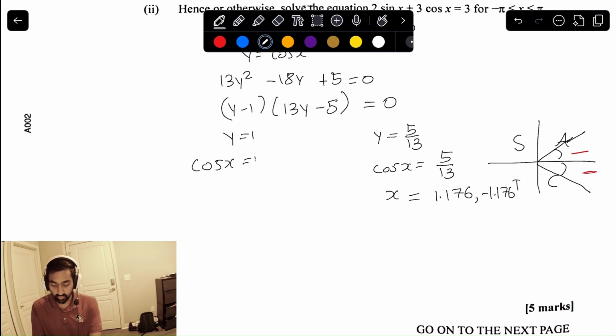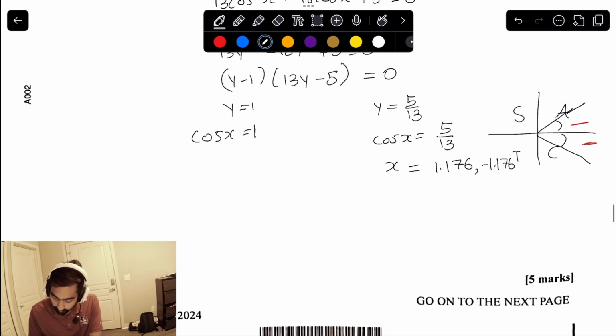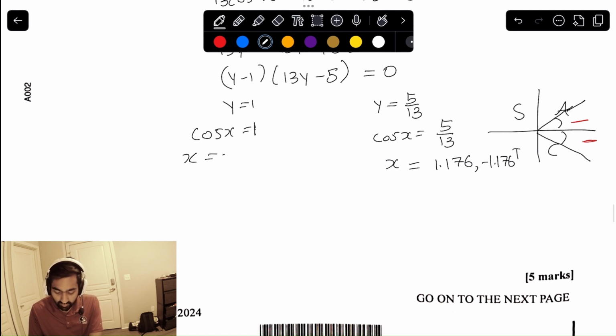So those are two solutions corresponding to that value of cosine x. The next one is for cosine x is equal to 1. For this one, what's the principal value? The principal value is actually just 0. If you put cosine inverse of 1 in your calculator, you just get 0.